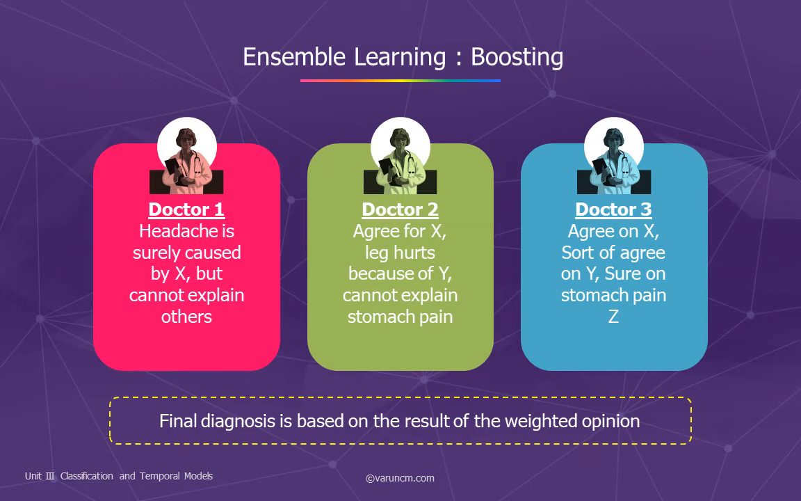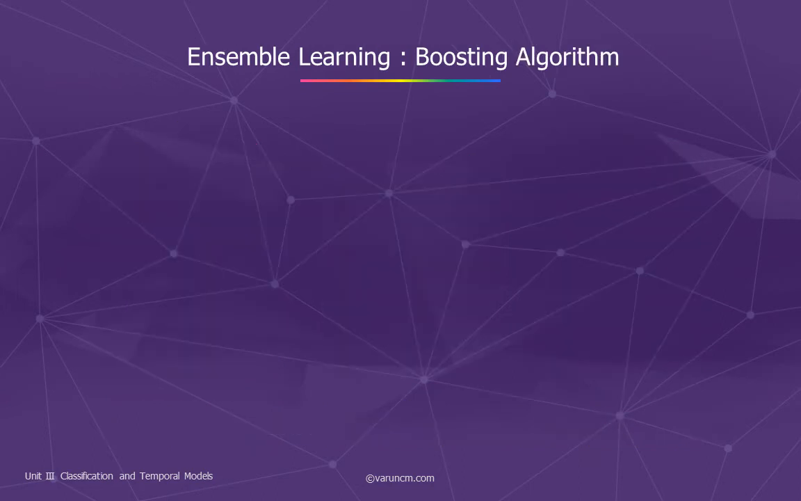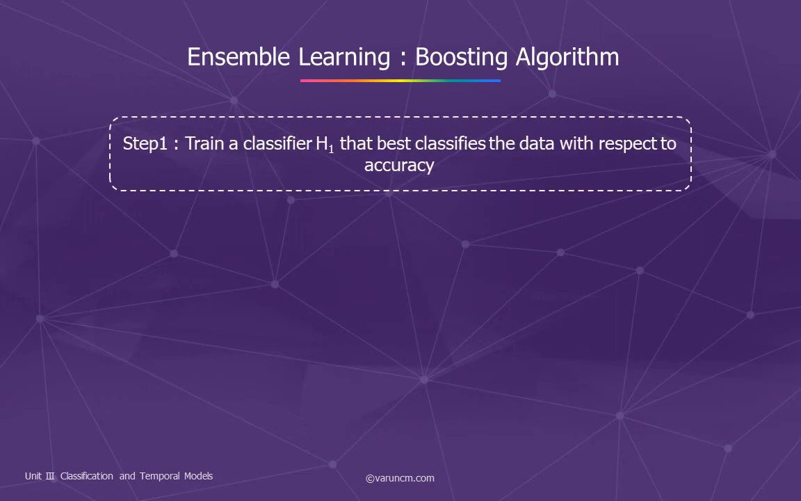This is an example of how this boosting is going to occur. So for the same problem, we are going to get another and another and another opinion, so that you will be getting an exact output. So the step 1 in this boosting is you train a classifier that best classifies the data with respect to accuracy.